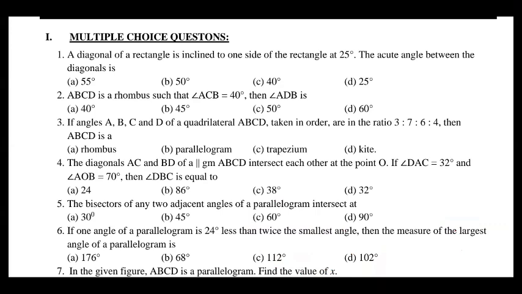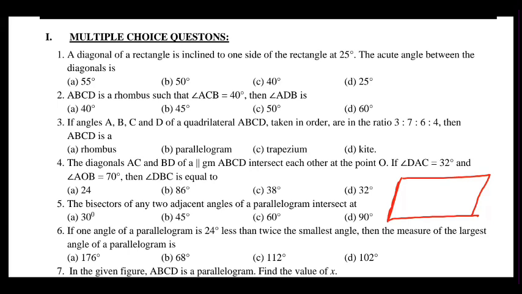The bisectors of any two adjacent angles of the parallelogram intersect at... Okay, the first question they have asked here is about a parallelogram, right? What are bisectors? What does bisector mean, beta? They divide equally in half, right?